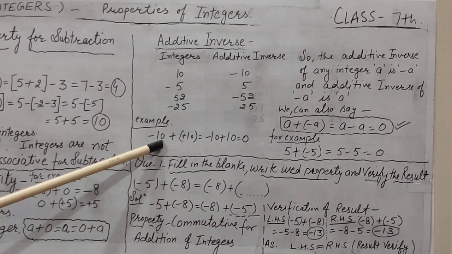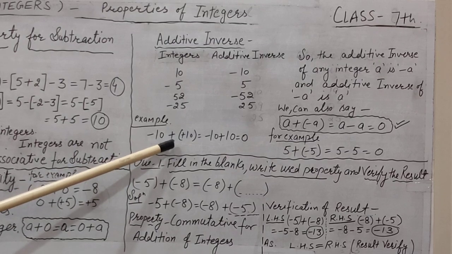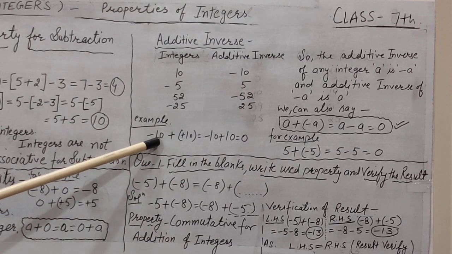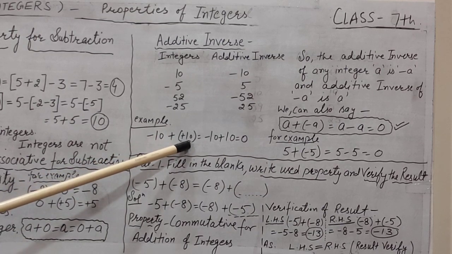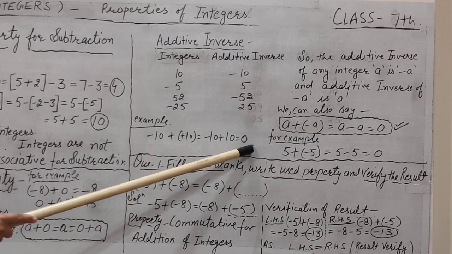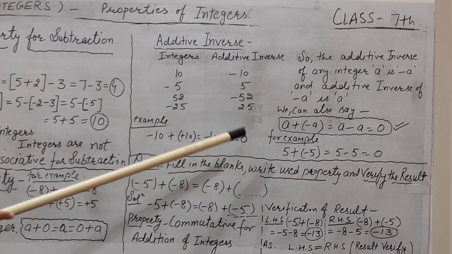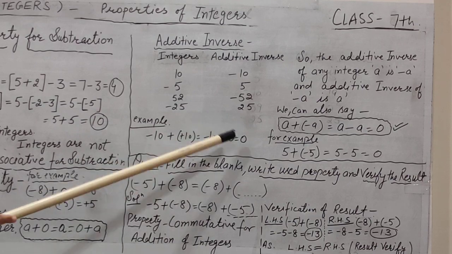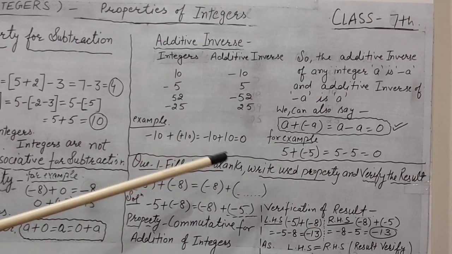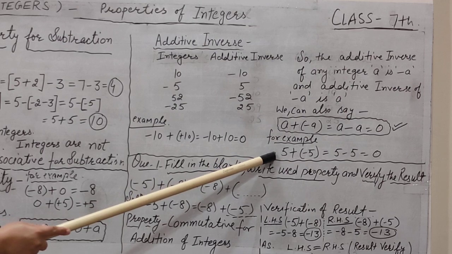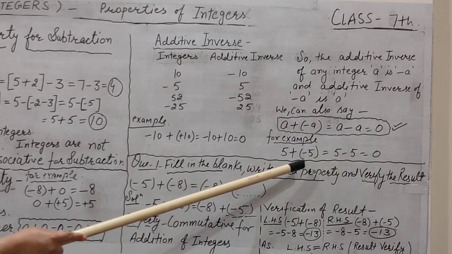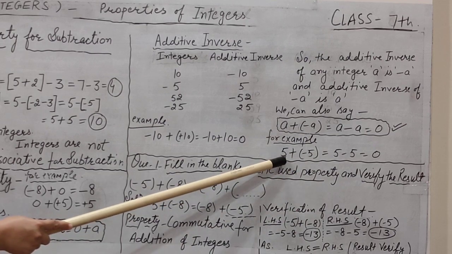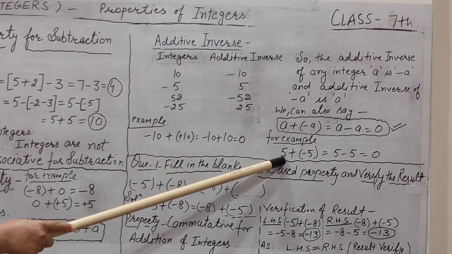Now see one more example. I'll take minus 10 as the integer, and I have to add its additive inverse. What is the additive inverse of minus 10? It is plus 10. What happened here? The result is again 0. So when we add an integer to its additive inverse, the result is 0. Understand? You can use more examples to prove this one. For example, I'll take 5 plus minus 5. Now I'll select a positive integer, plus 5.